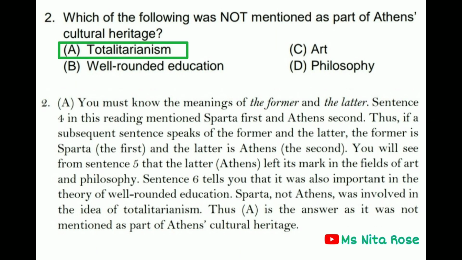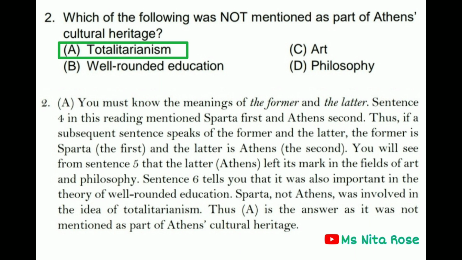Number 2. Question. Which of the following was not mentioned as part of Athens' cultural heritage? Answer. A. Totalitarianism. Explanation. You must know the meanings of the former and the latter. Sentence 4 in this reading mentioned Sparta first and Athens second. Thus, if a subsequent sentence speaks of the former and the latter, the former is Sparta, the first, and the latter is Athens, the second.